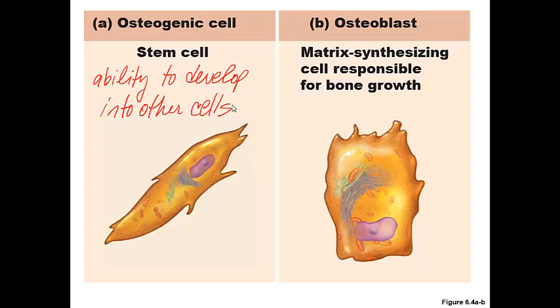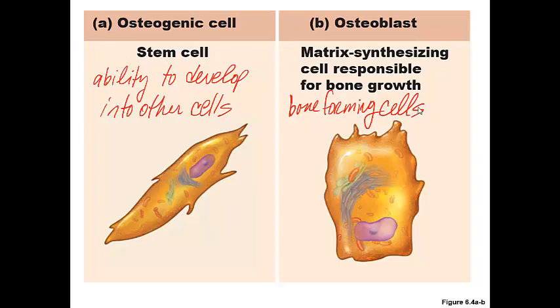Then we have the osteoblast. And the osteoblast is the bone-forming cell. Remember, that's what the suffix means. So they're the bone-forming cells. And they're going to be actually secreting the matrix that's responsible for bone growth.